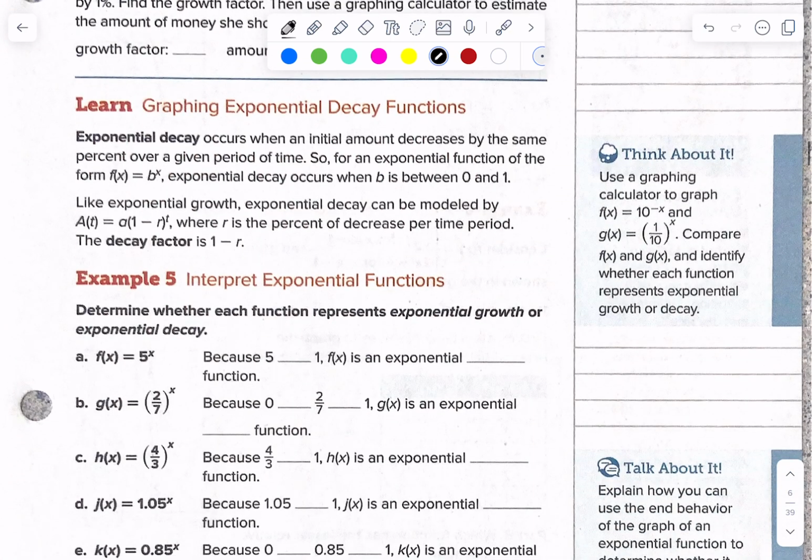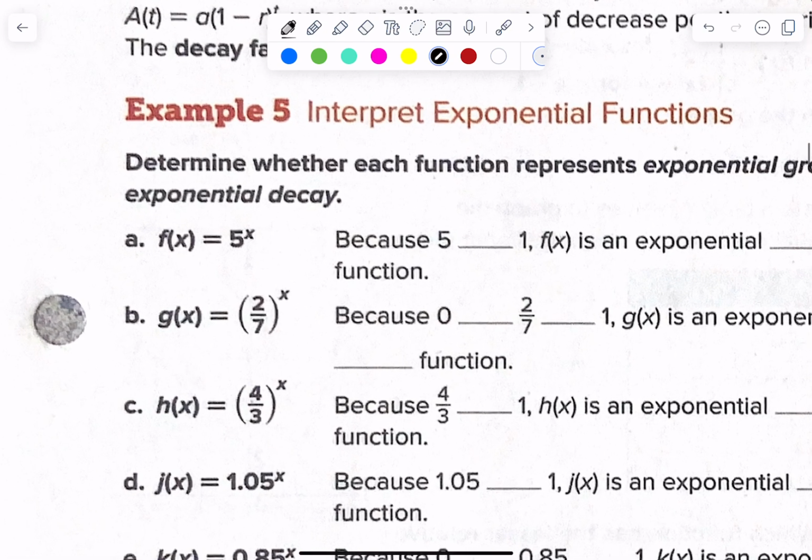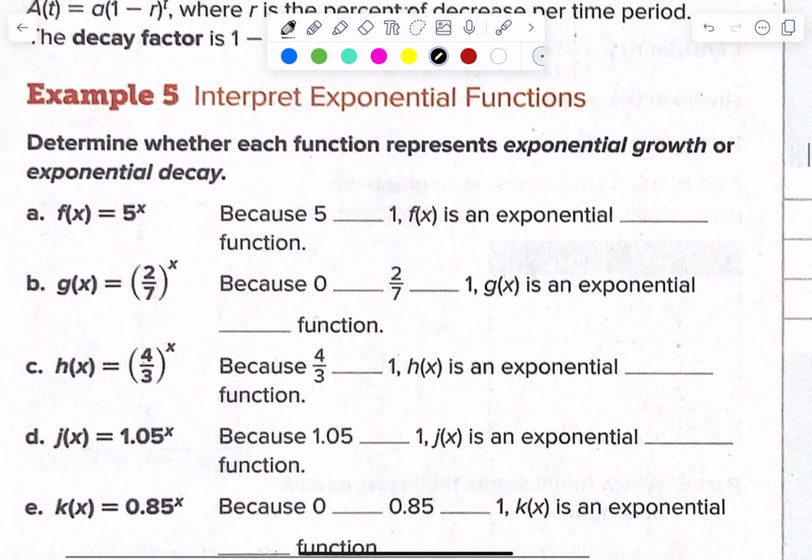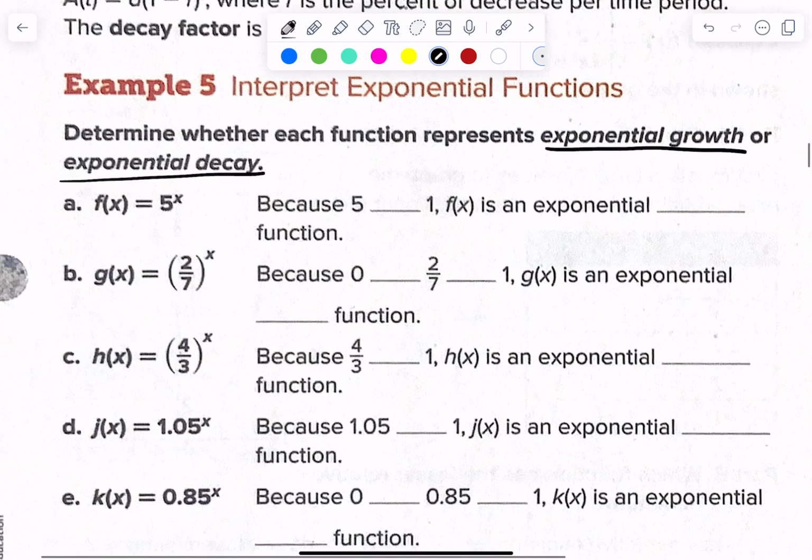Skip 4, let's see if there's some of these other ones that are okay. Oh, here, example 5. I like these. Determine whether these are an exponential growth function or an exponential decay function.